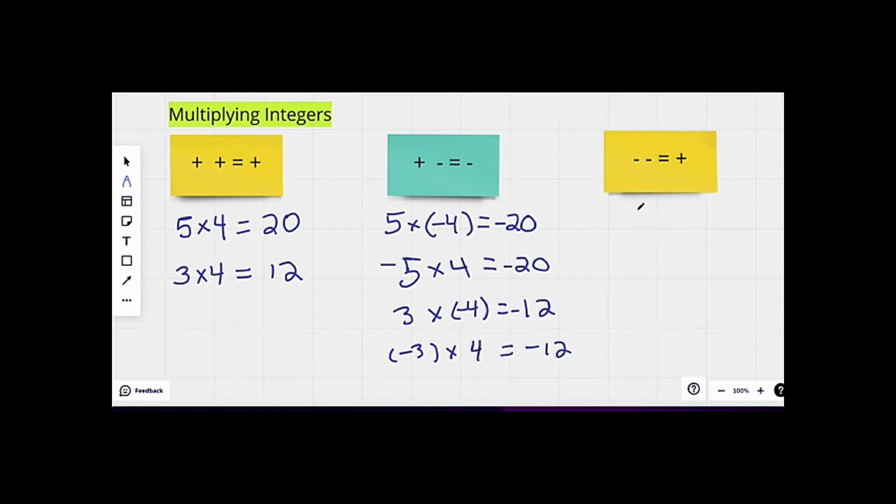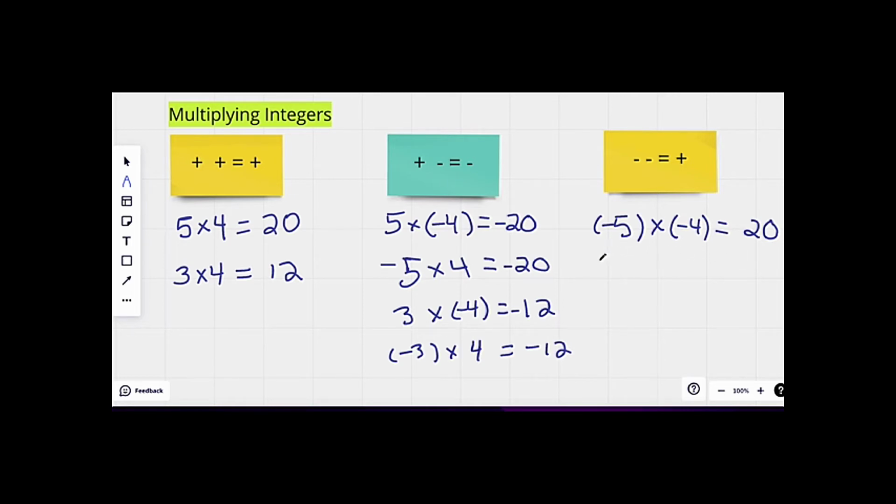And our last set are the negatives. So negative times a negative is always a positive. So if we had the same numbers, but this time it would be negative 5 times a negative 4. That means we have two negatives. That's a negative times a negative. Our answer will be 20 because 5 times 4 is 20. And if we follow the rules that a negative times a negative is a positive, it would be positive 20. We don't have to put a sign in front of it.